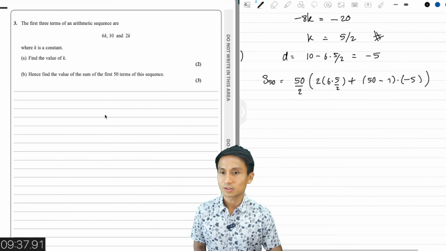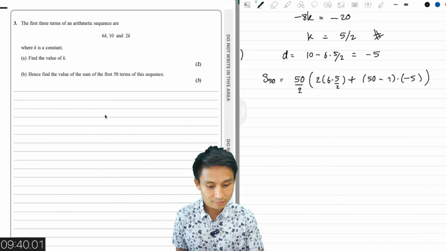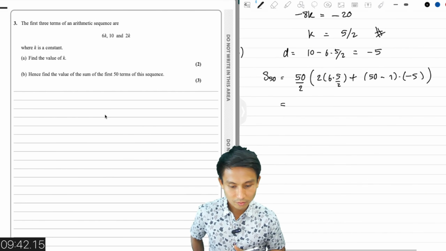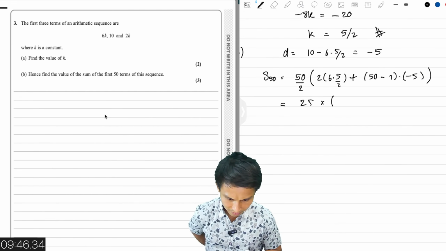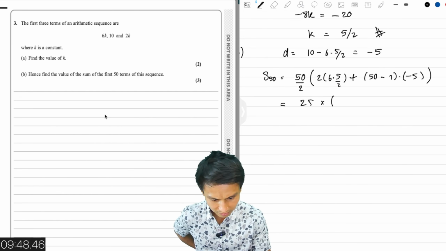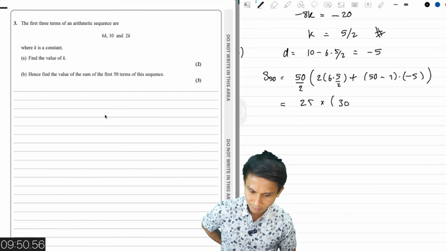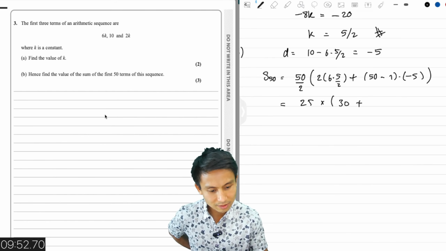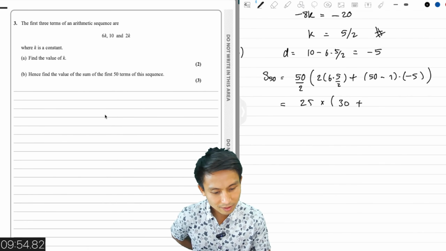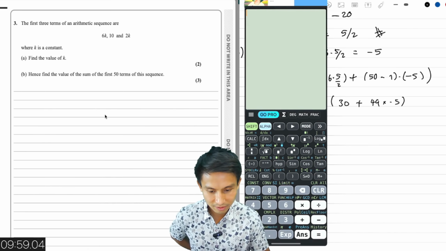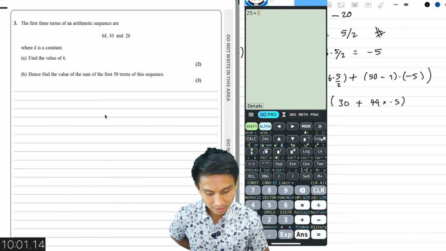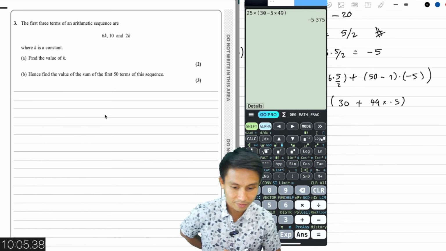Okay. So we just find that. Well, okay. So that's 25 times, in brackets, the first 2 times a there is just 30, right? Because you get 15 times 2. And then plus, what is this? It's just 49 times minus 5. Okay, let's do calculator there. 25 times bracket 30 minus 5 times 49, like that.